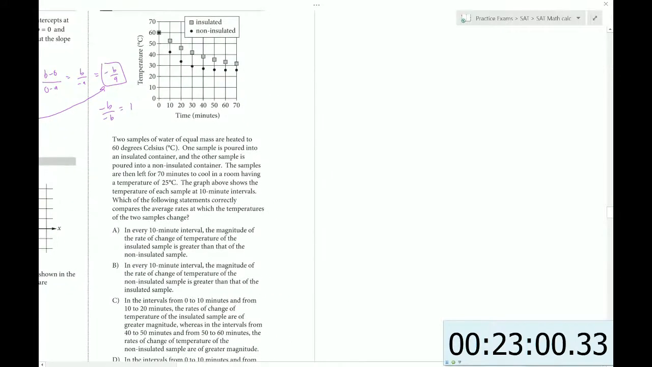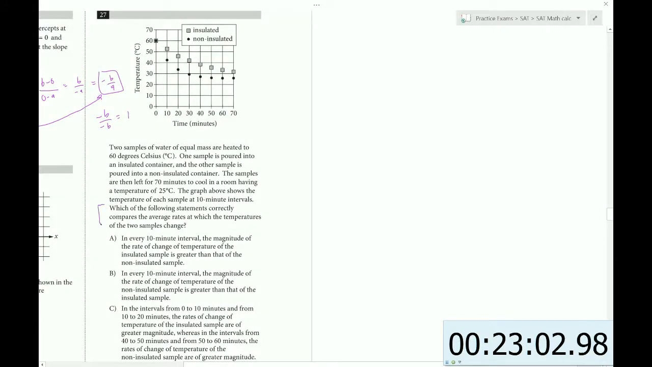All right, this one looks like a lot of words, but let's go right to the question. Which of the following statements correctly compares the average rates at which the temperatures of the two samples change? So the average rate of change is a fancy word for the slope. Now, we'll start with the insulated one. The average slope is basically just the first and last points. So the average slope for the insulated would be smaller because it's less steep if you were to draw a best fit as compared to the version for the black dots here.